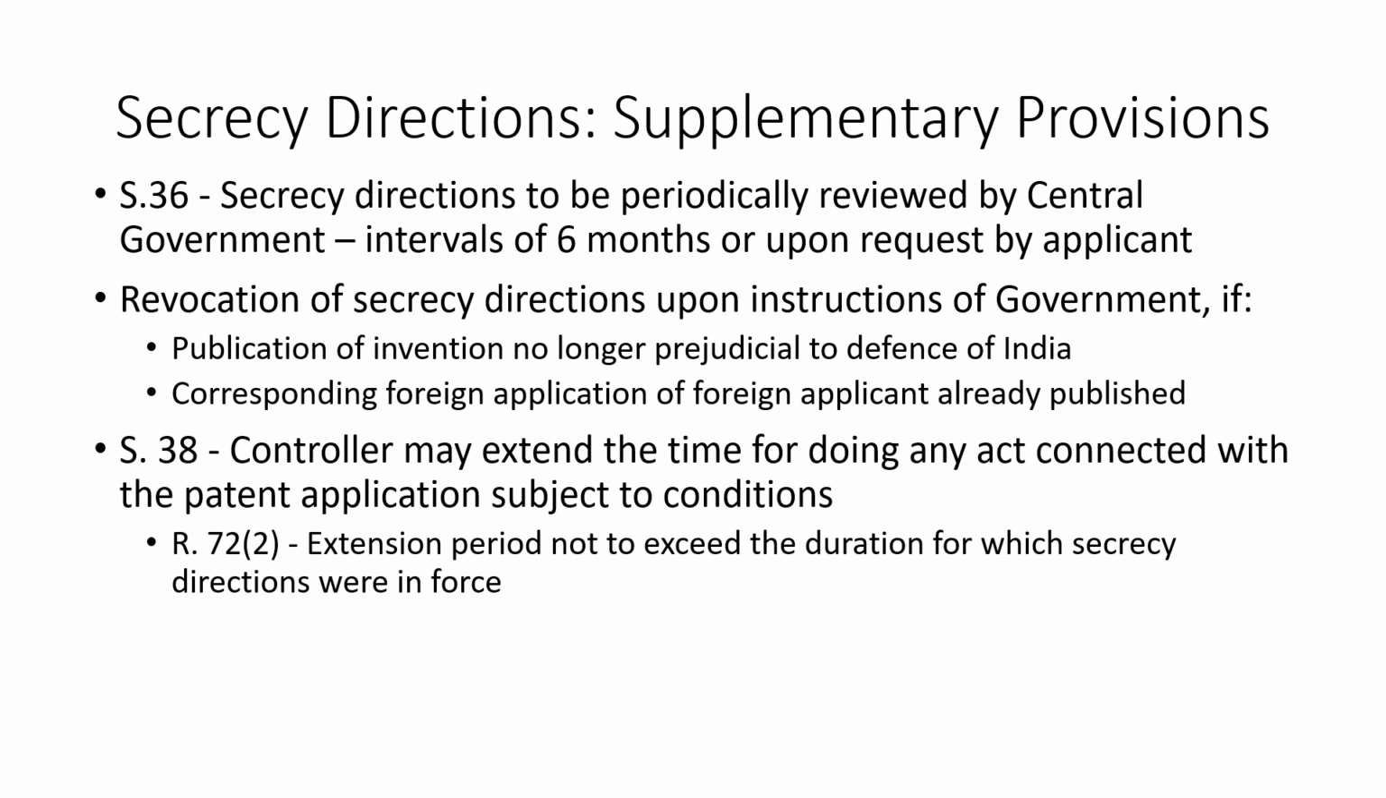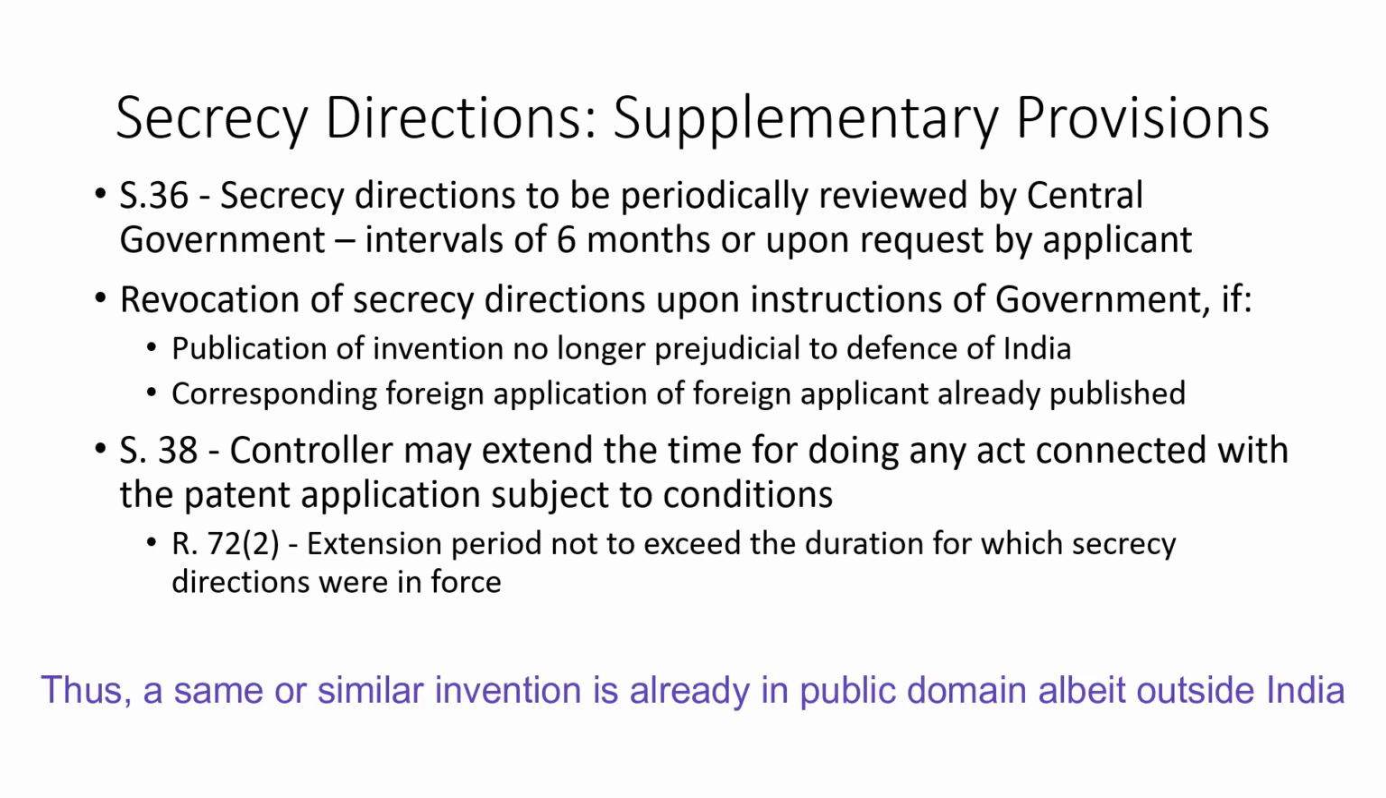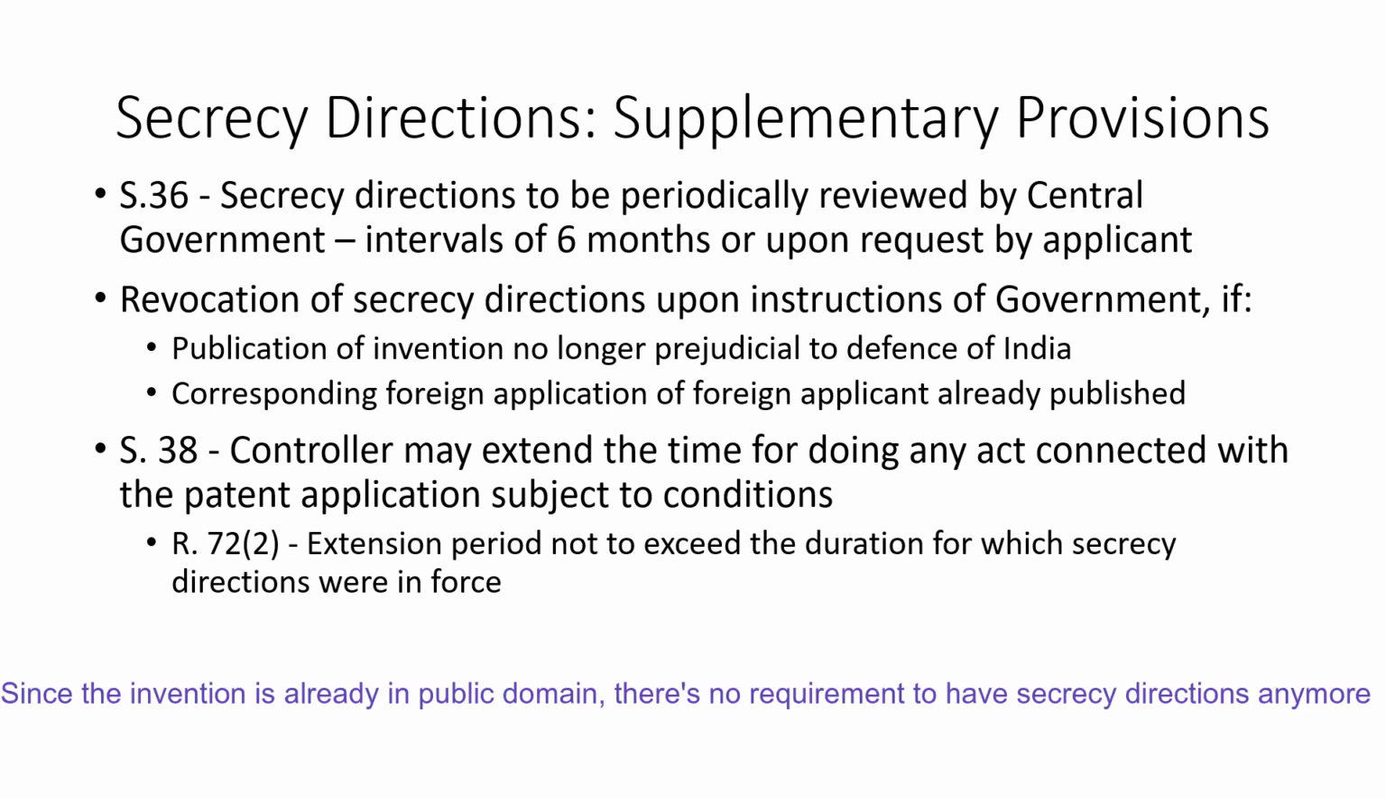The factors that may be considered by the central government while revoking the secrecy directions would be that the publication of the invention would no longer be prejudicial to defense of India. So whatever is the subject matter, if it is brought to the public domain, it would no longer be prejudicial to defense of India and thus it could be safely published and thus the secrecy directions could be revoked. The other thing that could happen is that maybe the patent application is one of the corresponding applications of another foreign application that has been filed outside India and that has already been published outside India. So now it is already in the public domain. So the government does not need to prohibit the publication of that particular innovation in India also. So based on these considerations, the central government may instruct the controller to revoke the secrecy direction.